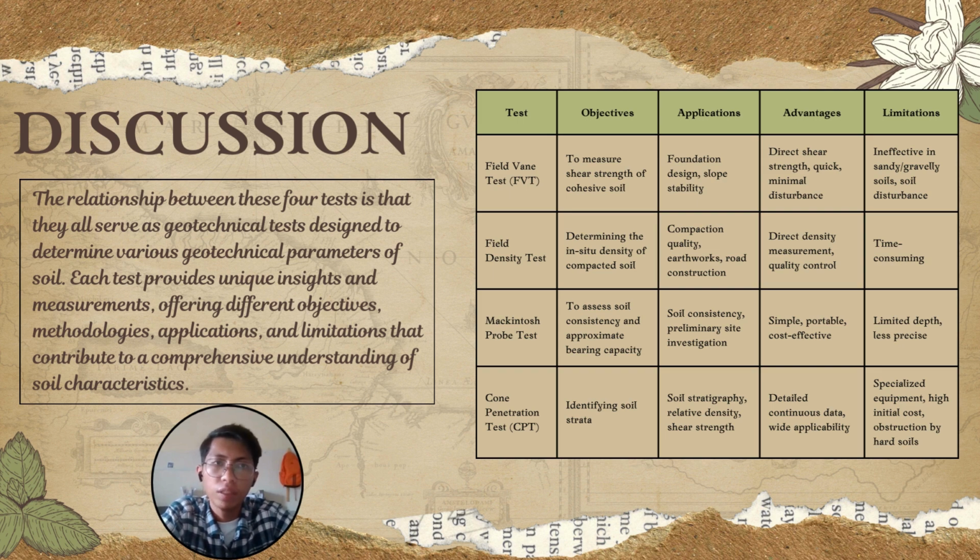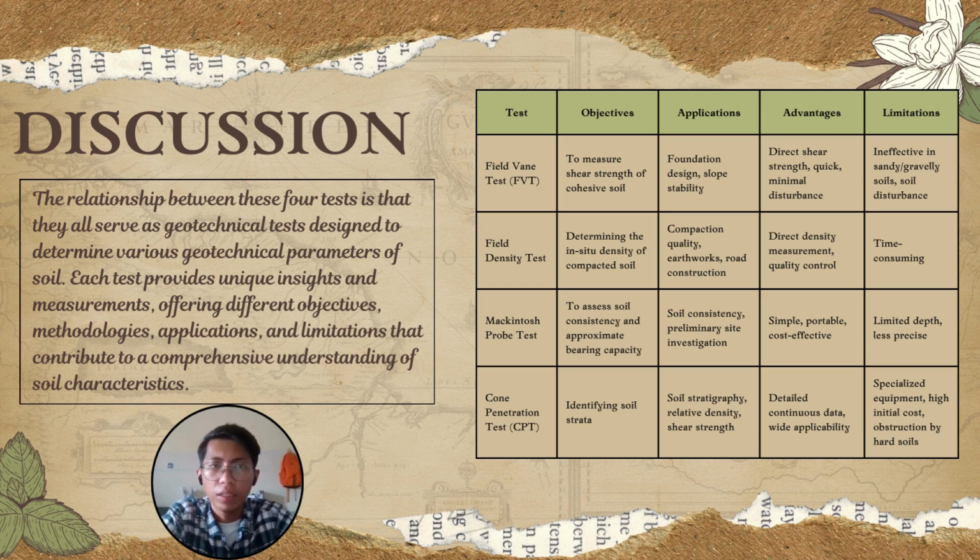The first test is field vane test. The objective for this test is to measure shear strength of cohesive soil. The application for this test is for the foundation design and slope stability. The advantage for this test is that it can measure direct shear strength, and this test is quick. And the last one, the test has minimal disturbance. The limitation for this test is ineffective in sandy, gravelly soil.